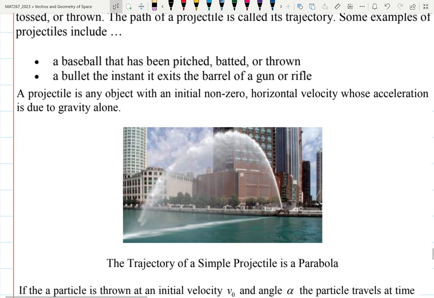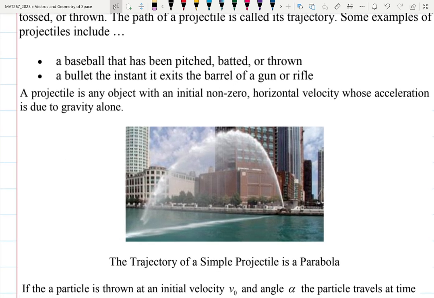A projectile is any object with an initial non-zero horizontal velocity whose acceleration is due to gravity alone. So you see the water and then drops. The trajectory of a simple projectile is a parabola. Wow, what a surprise. Let's experiment. It is a parabola. It has also a maximum.